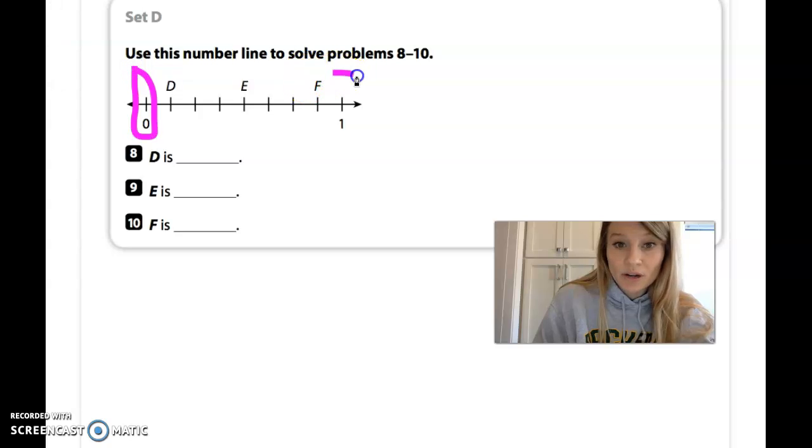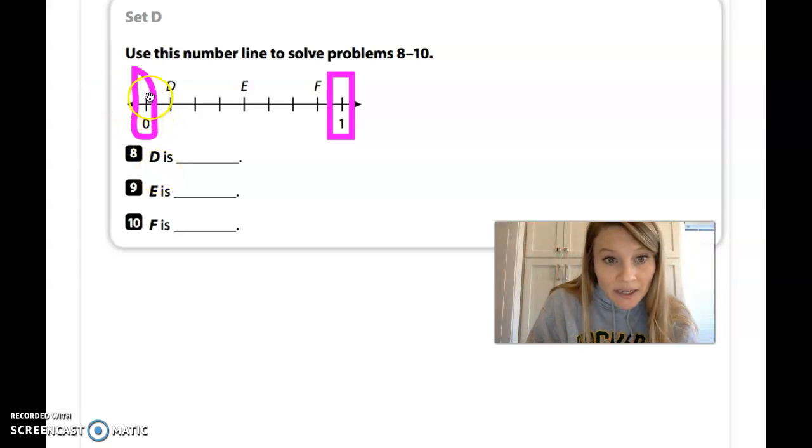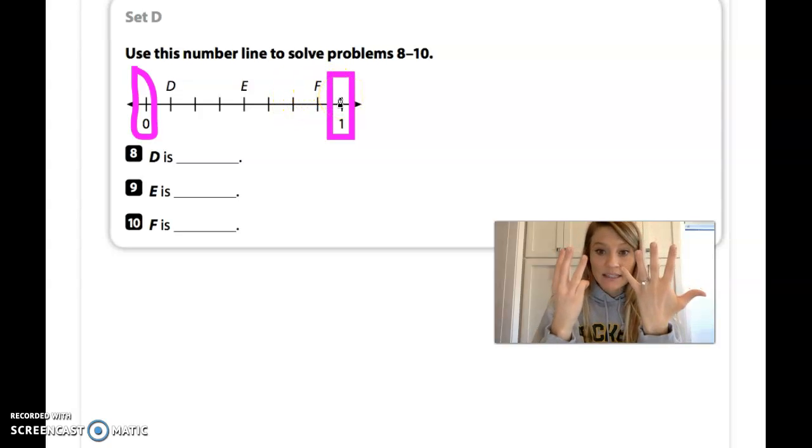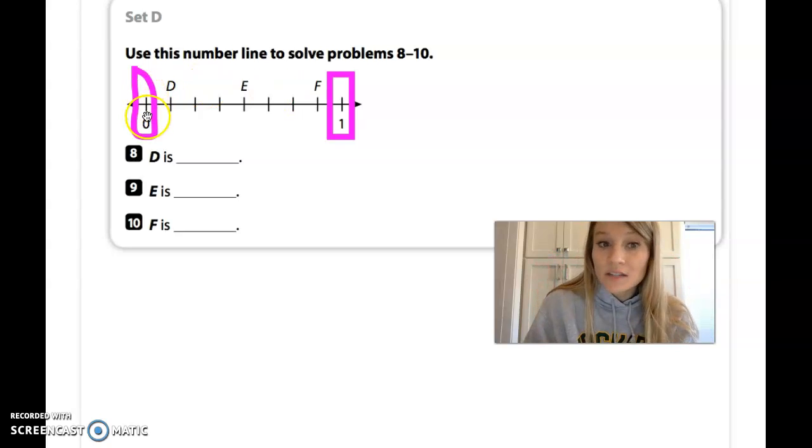So here's a whole number. Here's a whole number. And I have to see how much it's divided into. So I got to do my little hops here. 1, 2, 3, 4, 5, 6, 7, 8. So I'm divided into eighths. So if this is 0/8, how many eighths is this? It's worth 1/8.